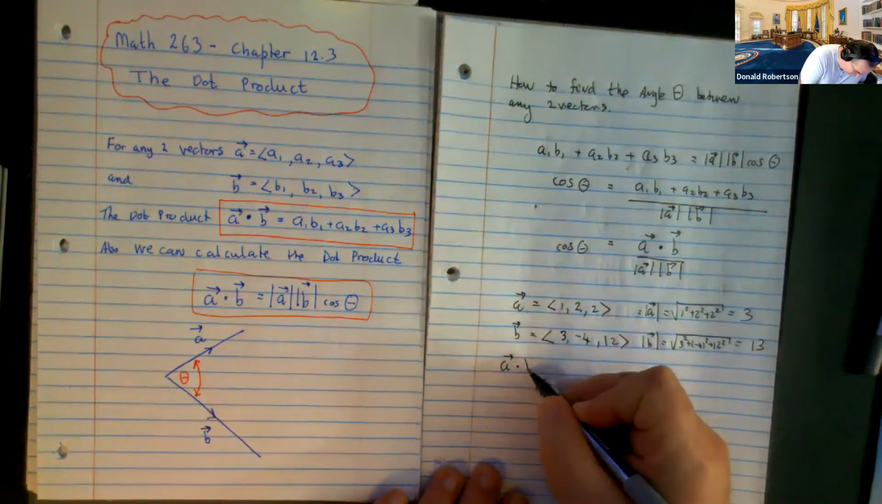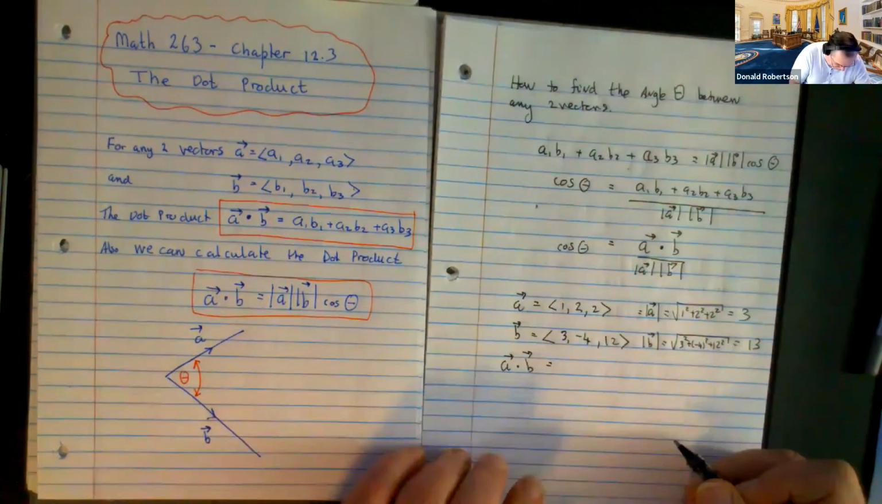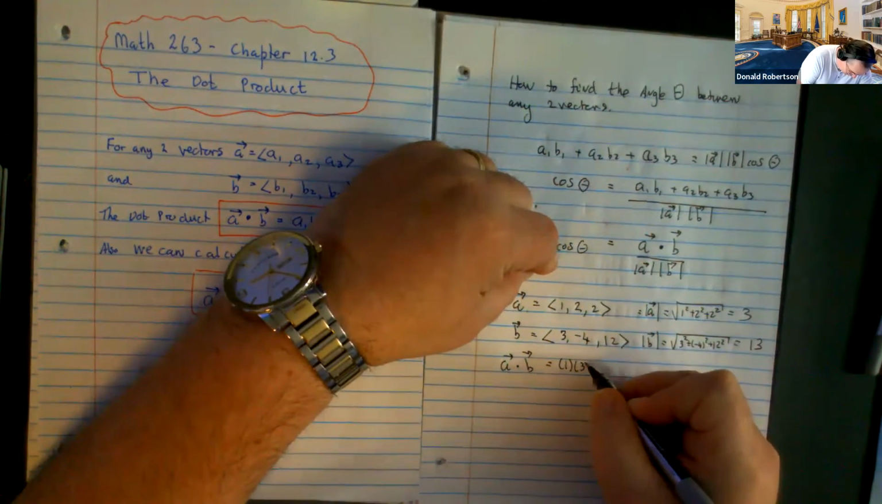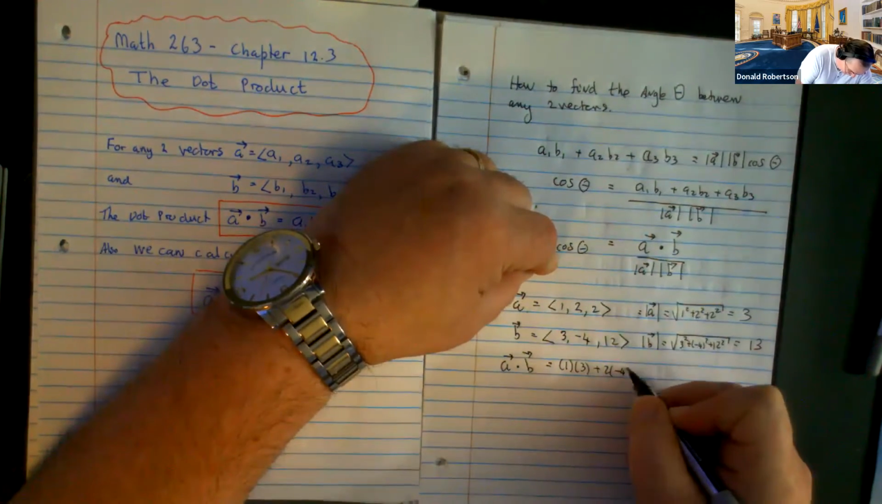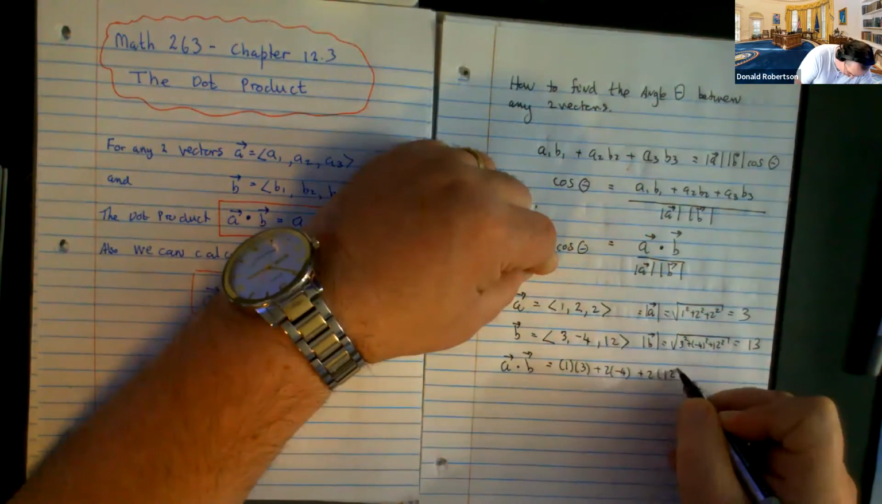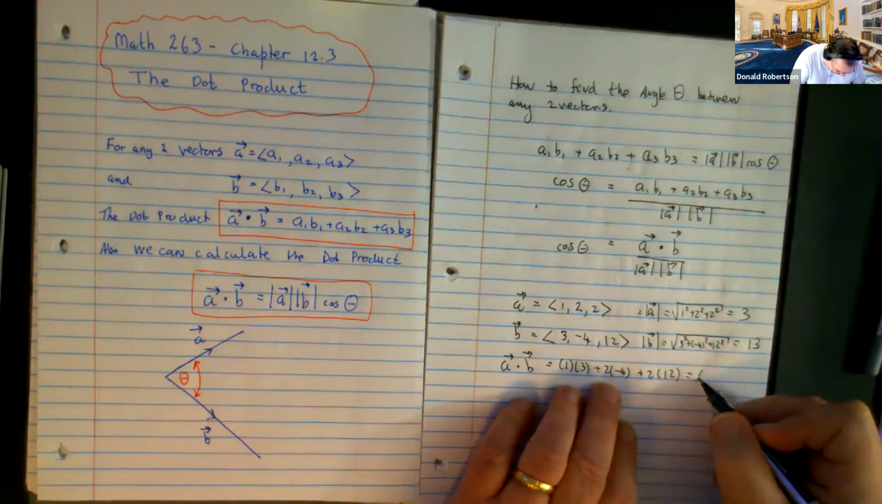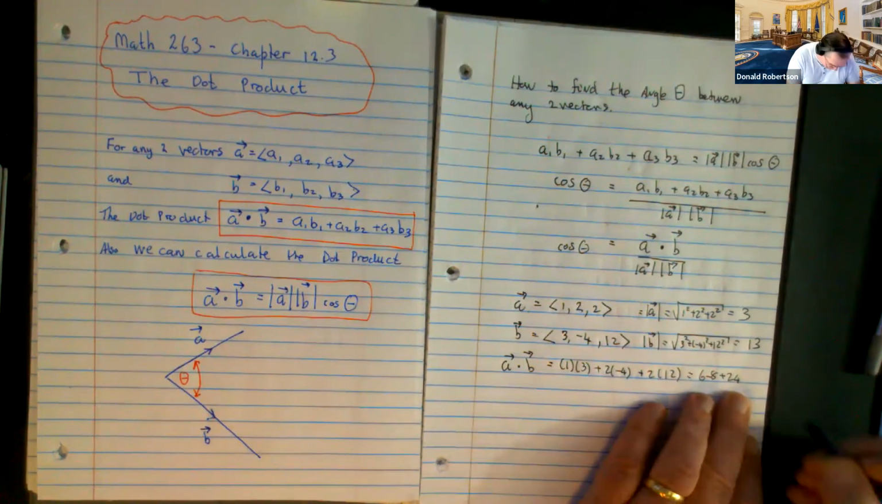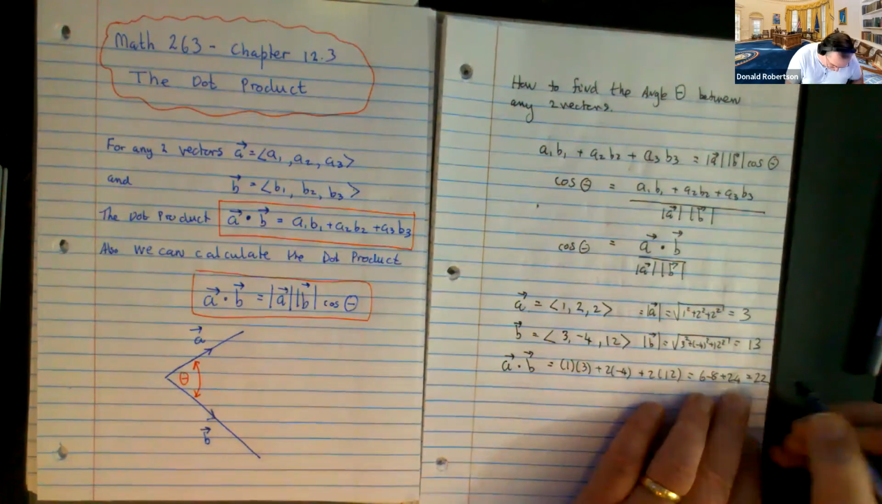You need to know the dot product. Well, the dot product is going to be 1 times 3 plus 2 times -4 plus 2 times 12. And that's 6, take away 8, add 24. And I believe that is 22.